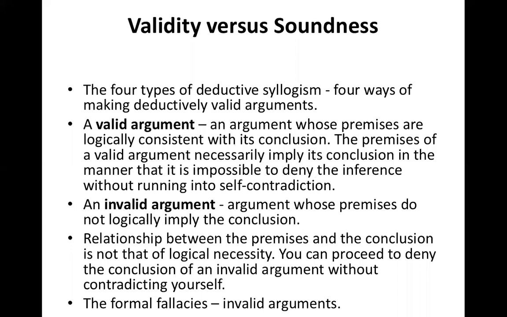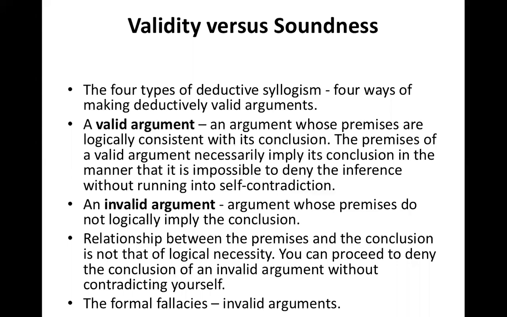Now let's look at validity versus soundness. Earlier I had said that only deductive arguments are valid arguments. That is correct, deductive arguments. The four types of deductive syllogism are four ways of making deductively valid arguments. A valid argument is an argument whose premises are logically consistent with its conclusion. The premises of a valid argument necessarily imply its conclusion in the manner that it is impossible to deny the inference without running into self-contradiction.